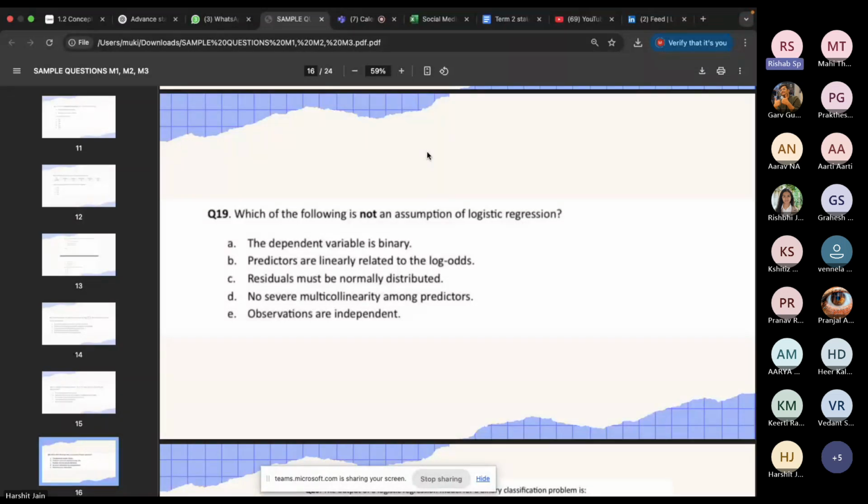Which of the following is not an assumption of logistic regression? Simple. We have already learned 5 assumptions of linear regression, right? Linearity, independence, homoscedasticity, normal distribution, and lastly no multicollinearity. Dependent variable is binary. Yes, it is binary. Predictors are linearly related to the log odds. Correct. We have just mentioned this above, right? Residuals must be normally distributed. Normal distribution is the assumption of which one? The other one, linear regression. So option C is the answer. Next.